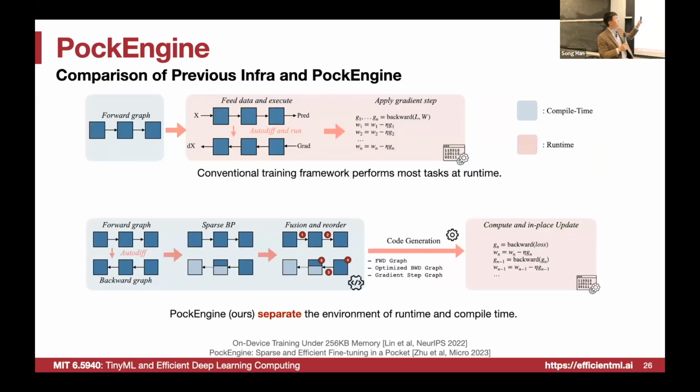So this is comparing the previous infrastructure versus PockEngine, where conventional training frameworks perform most of the tasks at runtime. It's very general, but it's not really efficient. There's lots of redundancy you have to do. And PockEngine separates the environment for runtime and also the compile time. And basically, it's pushing lots of the workload to the compile time, including the sparse backpropagations, fusion, and reorder. Everything is happening in compile time. And finally, generate very thin code with a forward graph, an optimized backward graph, and also the gradient step graph.